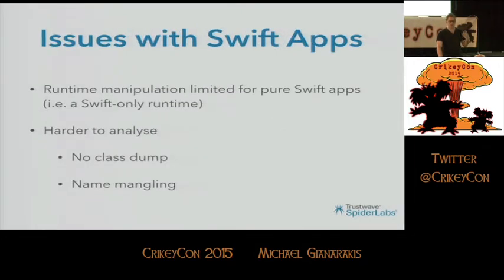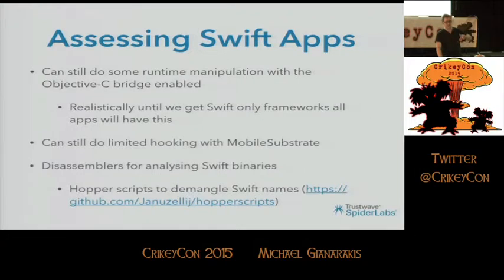So it's harder to analyze. Can't do class dump. They mangle all the names. But you can still do some stuff. With the Objective-C bridge and objects, Swift objects can inherit from NS objects, so you can still do that. Limited hooking with mobile substrate. But look, if you want to analyze it, use a disassembler, class dump, and things like that.